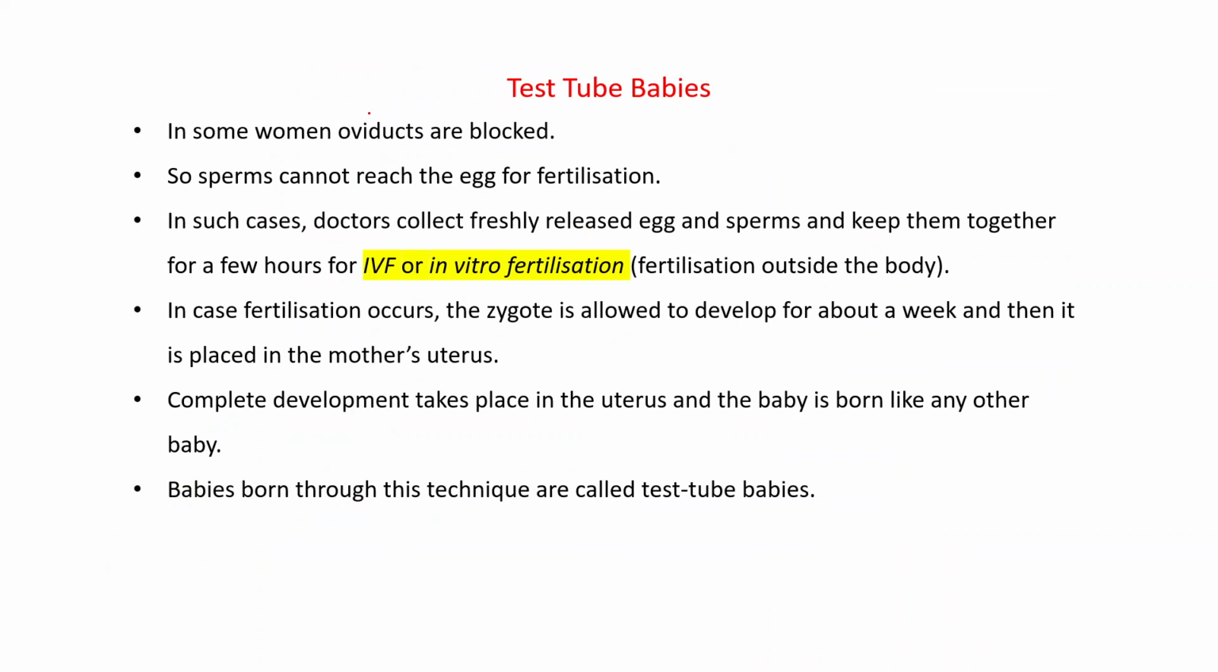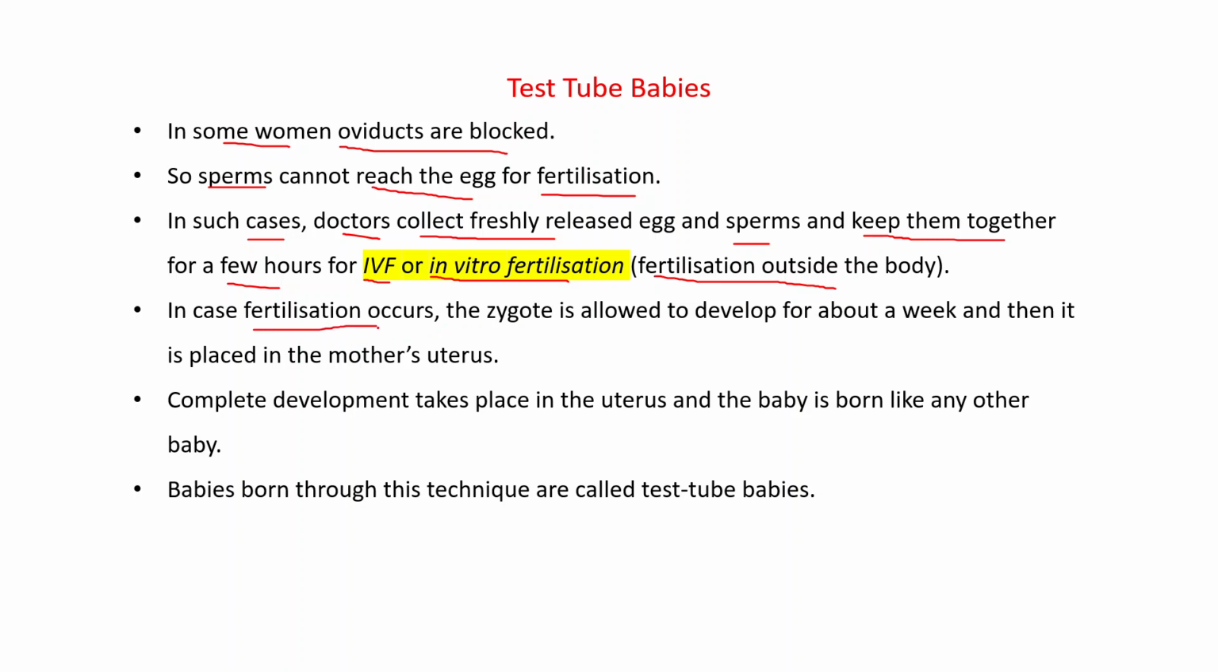Test tube babies. In some women, oviducts are blocked. We have discussed that in human beings, sexual reproduction takes place and fertilization takes place in the oviduct. But in some women, when these oviducts are blocked, sperms cannot reach the egg for fertilization. In such cases, doctors collect freshly released egg and sperms and keep them together for a few hours for IVF. What is the meaning of IVF? In vitro fertilization, that is fertilization outside the body.